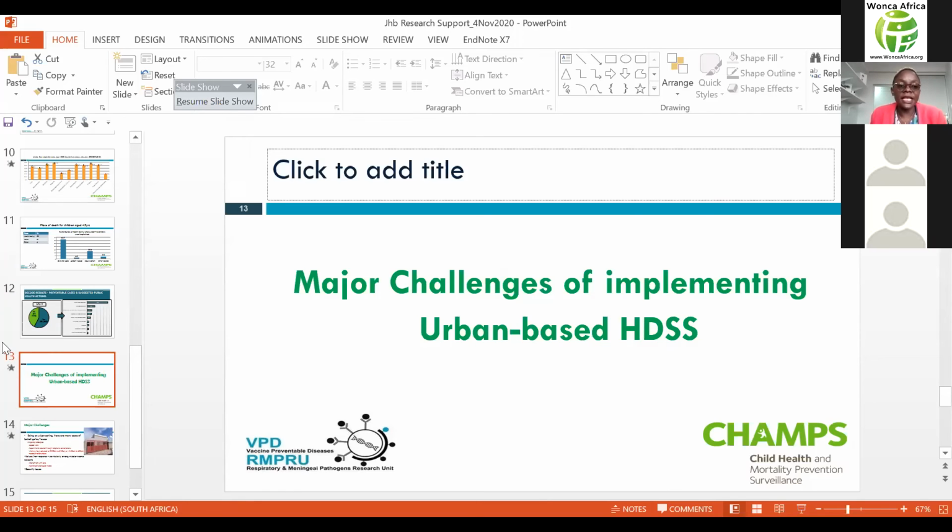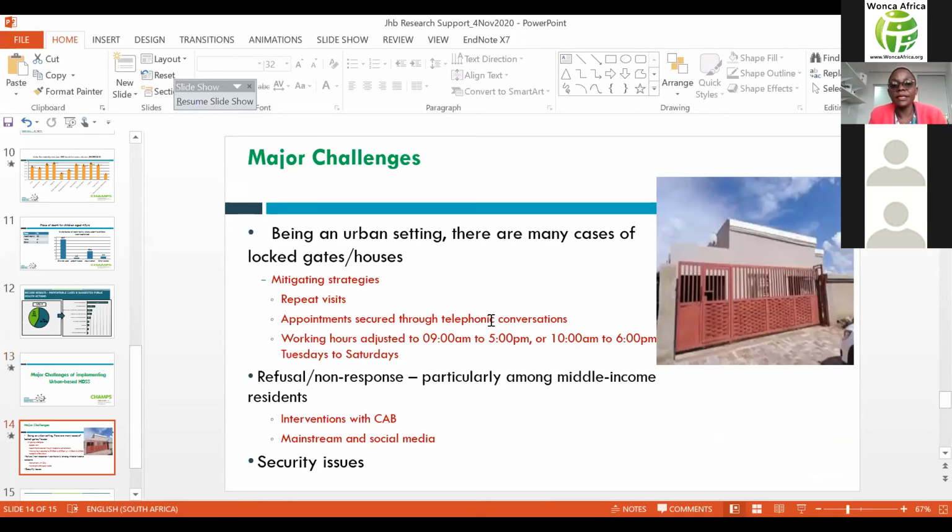Some of the challenges that we have encountered implementing our HDSS has been the issue relating to locked gates or inaccessible households. This is because the bulk of our participants, or the bulk of individuals that are in our HDSS, are working class. So during the day when we visit the households, we either find that there's only children in the households or there's nobody at all. So we've had to implement very innovative measures to make sure that we get access to participants and we're able to collect the required data.